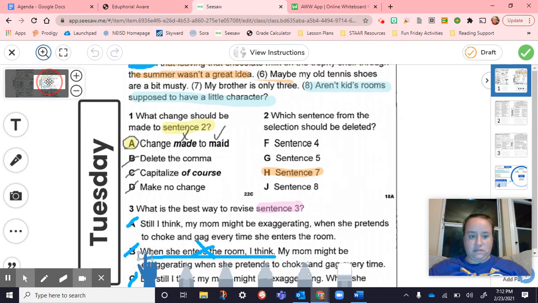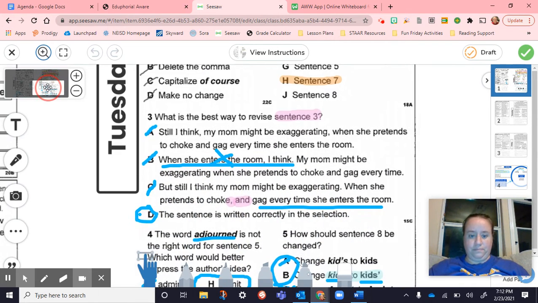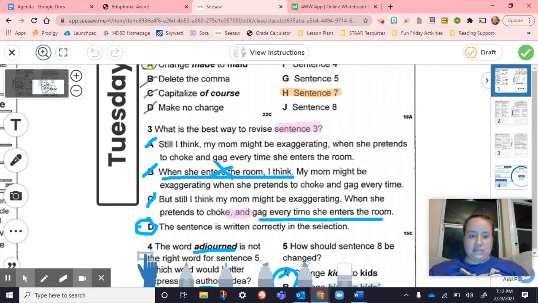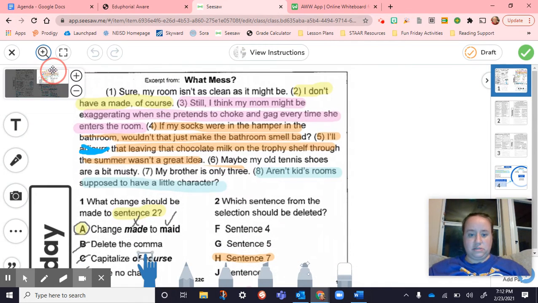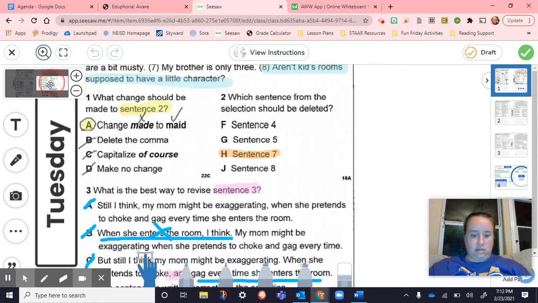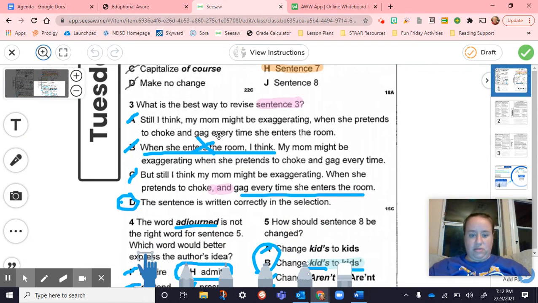All right, so if it doesn't fit the central idea, take it out. All right. Sentence 3 we said is correct. So when we read it, it says still, comma, I think my mom might be exaggerating when she pretends to choke and gag every time she enters the room. So we said that that comma was good because we paused after the still, and then it was a complete thought. It had a subject, predicate, everything was good.